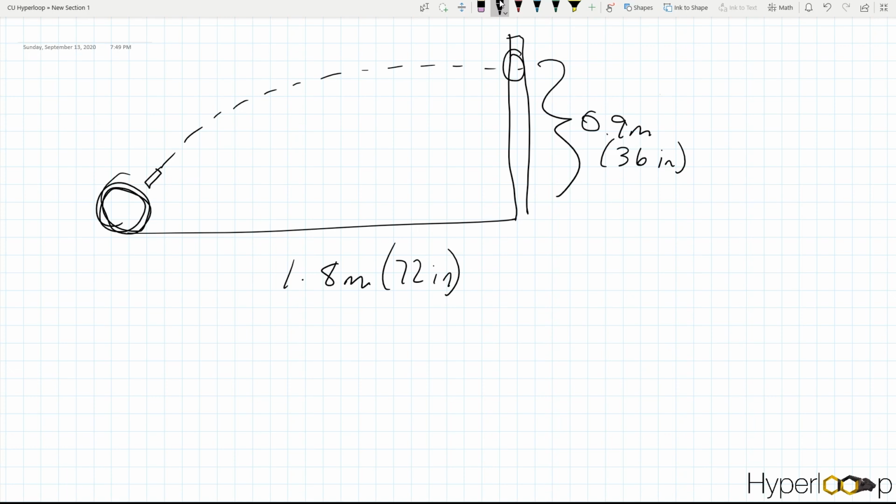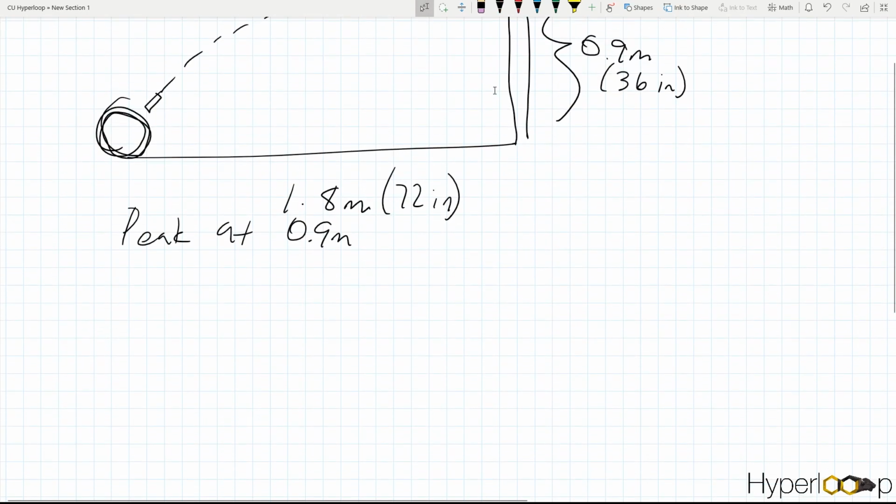Okay, so if we're going to talk about the physics, the first thing we want to do is cap that. We want to have our peak at 0.9 meters up. We want to have our peak at 0.9 meters above the ground.